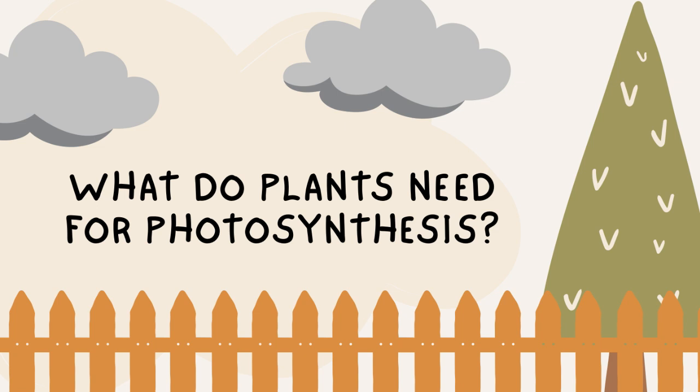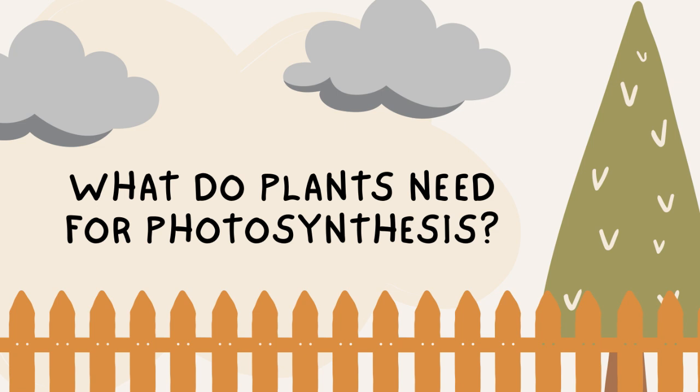Speaking of water, that's another crucial component. Plants absorb water through their roots from the soil. Water is not only a raw material, but also helps transport nutrients within the plant and keeps the cells turgid and healthy. So to sum up, the main things plants need for photosynthesis are sunlight, carbon dioxide, and water.